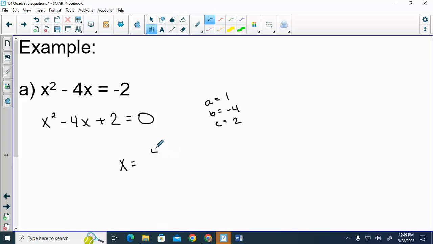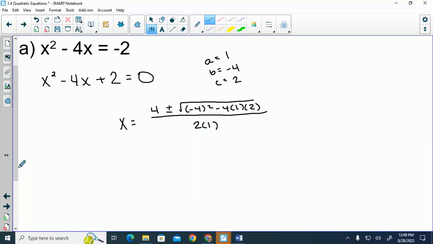Opposite of b would be a positive 4 plus or minus the square root of b squared minus 4ac, all over 2a. In here, I don't want decimal answers hardly ever. We're just always going to keep things in radical form in lowest terms.